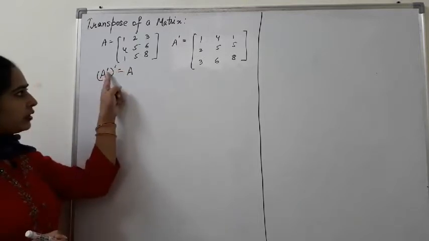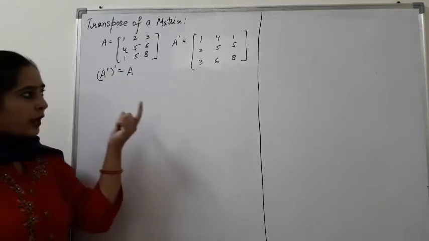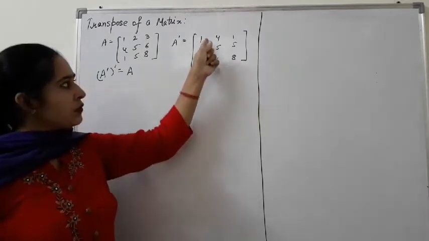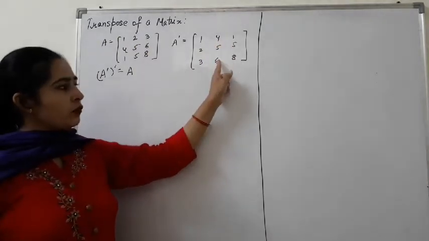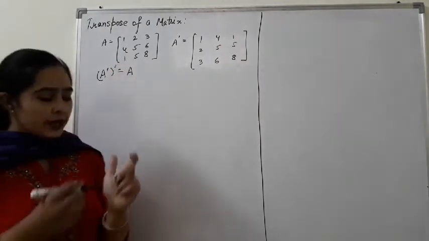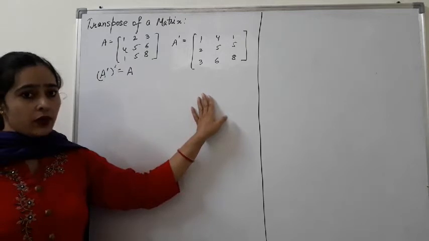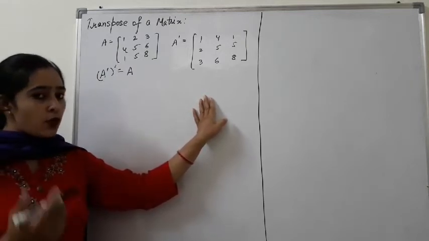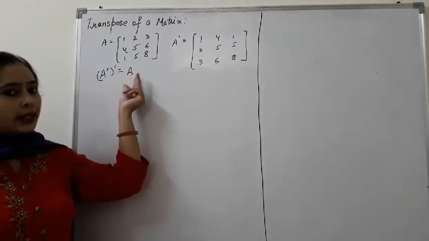If we get A again, that means we are taking transpose 2 times, because if I take transpose of this matrix again, what will be the first row? First row will be 1, 2, 3. Second column will become second row. Third column will become third row. That means if we interchange rows and columns and get the transpose, and then again interchange rows and columns to get the transpose of the transposed matrix, then the matrix will change to itself again.